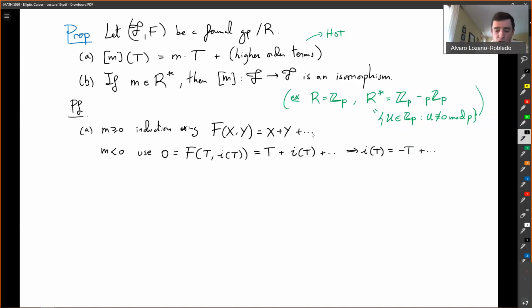How about a proof of B? A proof of B, I'm not going to prove it in full, but you use the following lemma.